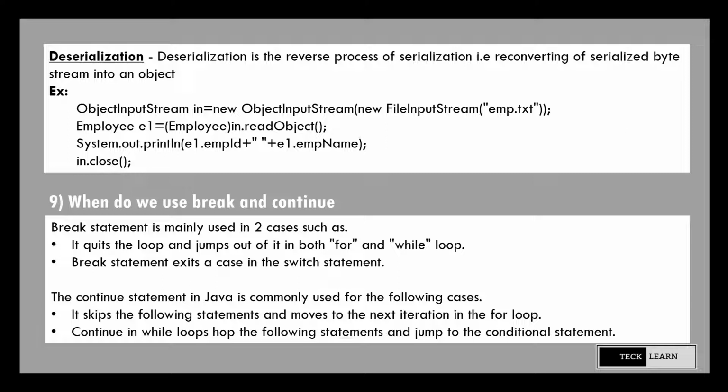The continue statement in Java is commonly used for the following cases. First case is, it skips the following statements and moves to the next iteration in the for loop. Next case is, continue in while loops skips the following statements and jumps to the conditional statement.